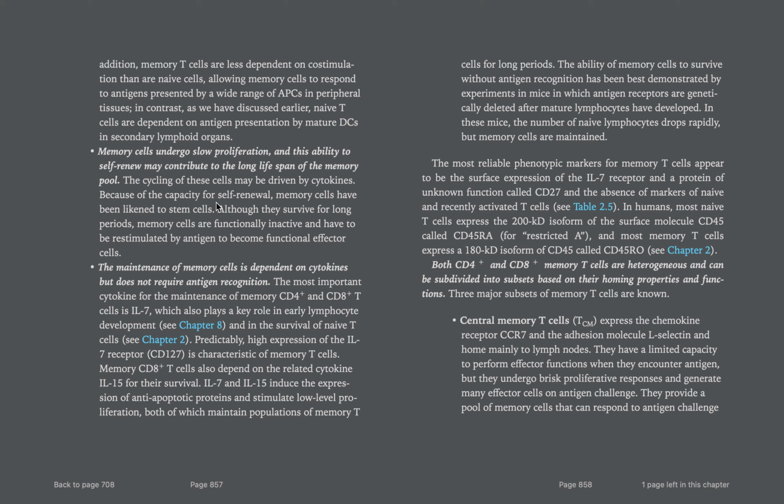And in the survival of naive T cells, predictably high expression of interleukin-7 receptor, CD127, is characteristic of memory T cells. Memory CD8 T cells also depend on the related cytokine interleukin-15 for survival.